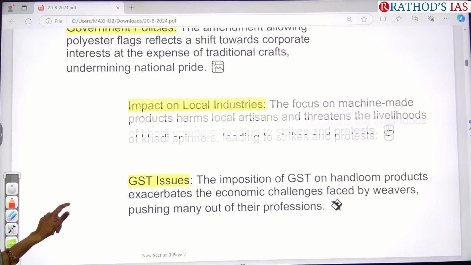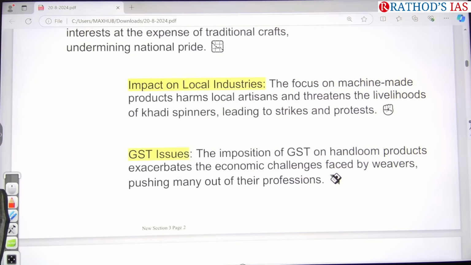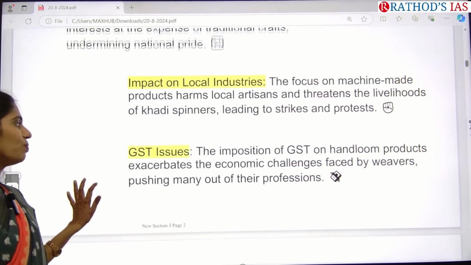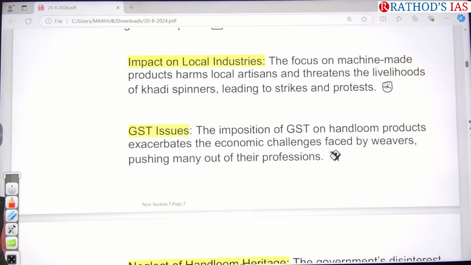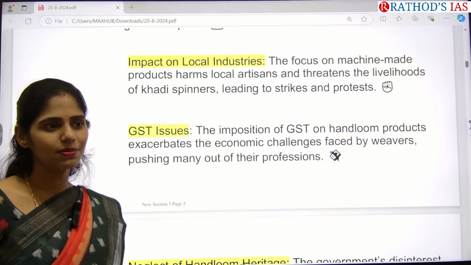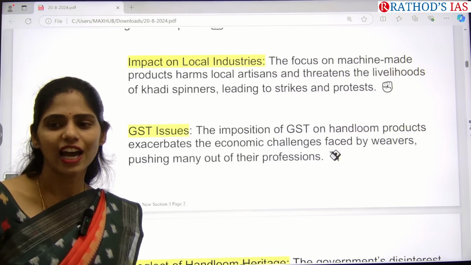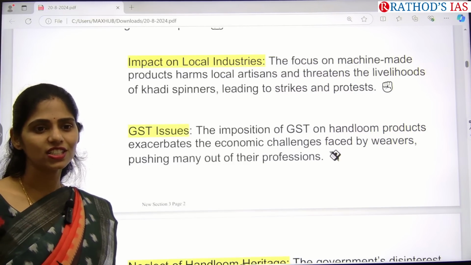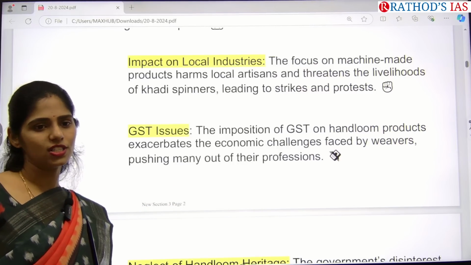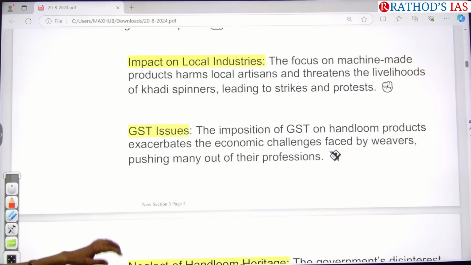And there is one more issue, called GST imposition on these flags. The imposition of GST on these handloom products exacerbates the economic challenges. Whenever they start implementing this GST, the price of these khadi-made products will be further raised in the market. Because of this, there is less demand compared to polyester as well as silk flags.